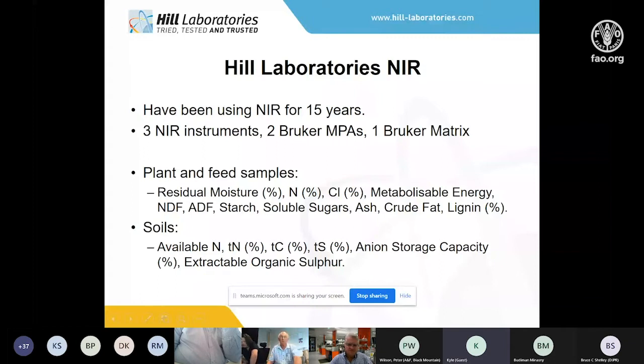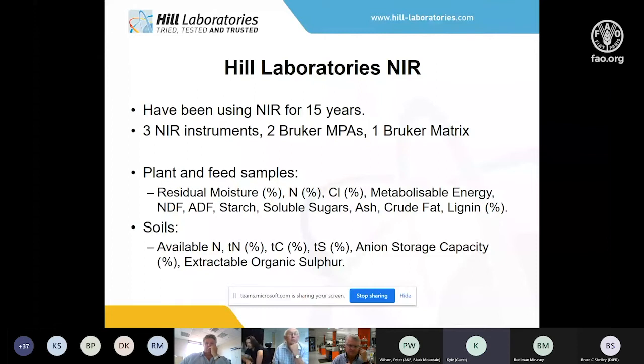So, I've only got 5 minutes, so I'll be pretty quick and zoom through this. We've been using NIR for about 15 years in our lab. We started off with plant testing, but soon got into soils. We have three NIR instruments currently, two Bruker MPAs and one Bruker Matrix. We do a wide range of analytes on our plant and feed, and quite a few on soils, and we're always adding to this list as we go.